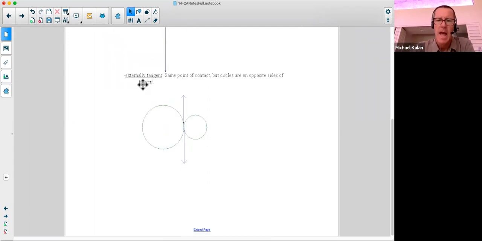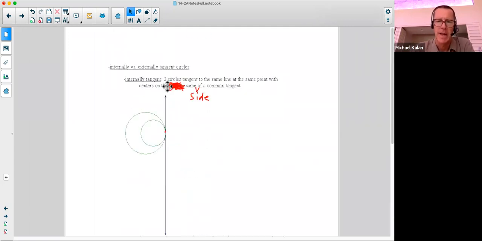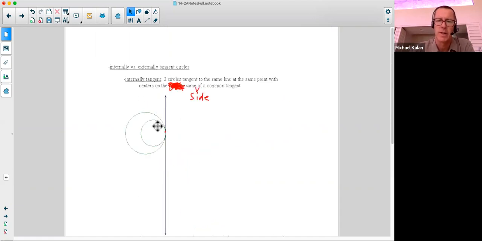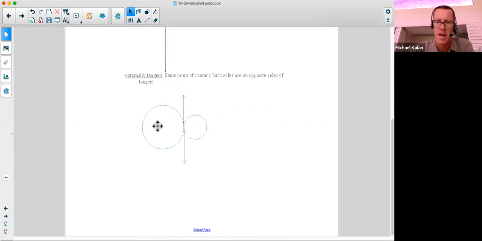Externally tangent, again, that was internally tangent. Externally tangent has the same point of contact, but the circles are on opposite sides. So here, again, same point of contact, same point of tangency, but the centers are on opposite sides. Internally tangent circles, externally tangent circles.